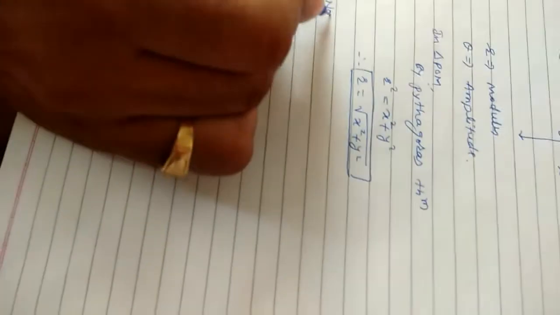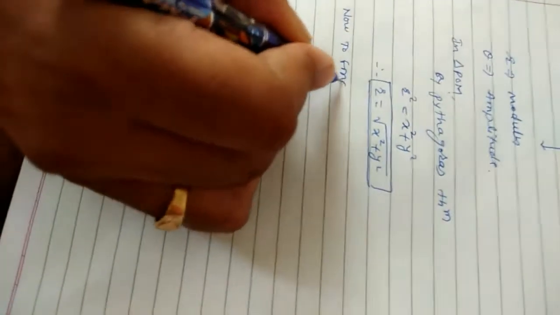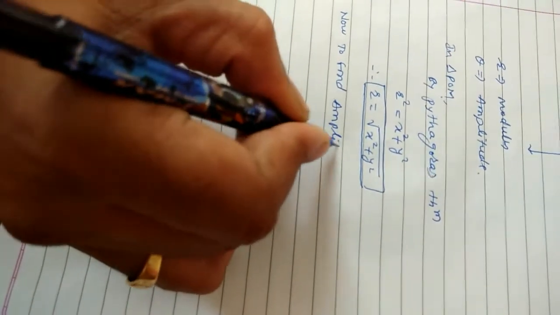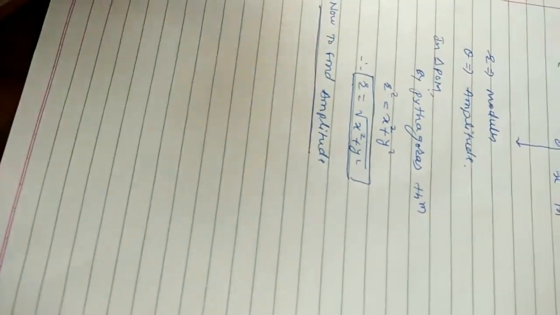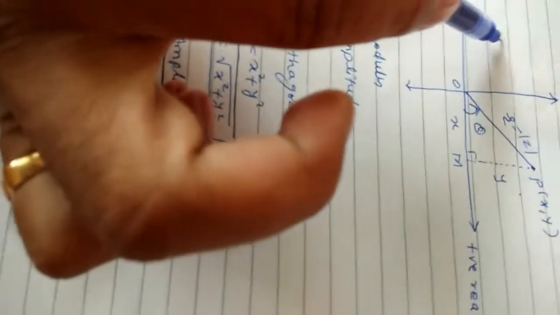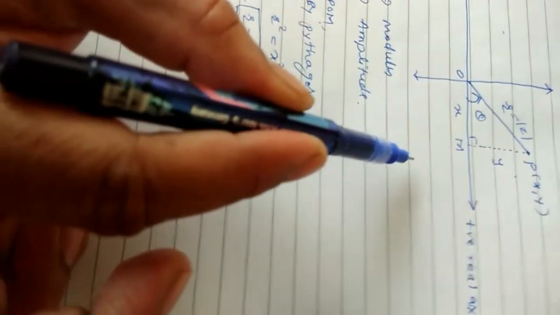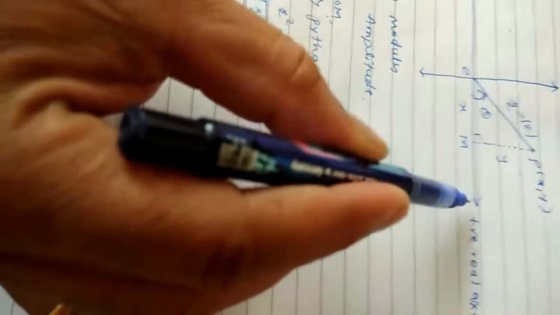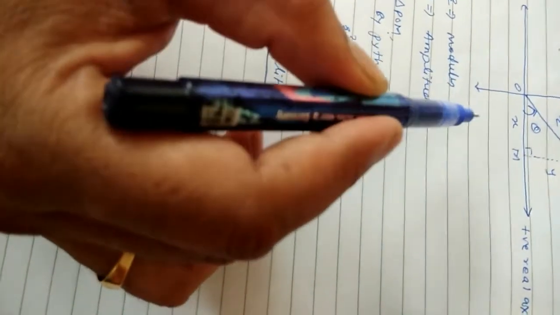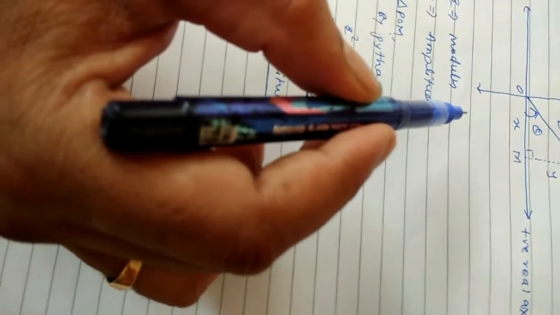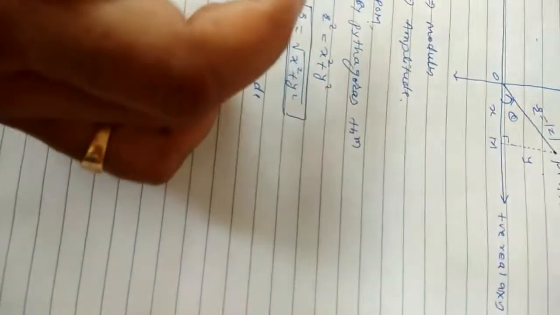And now, to find the amplitude, it depends on the position of the complex number. The complex number may lie in the first quadrant, second quadrant, third quadrant, fourth quadrant, or on the positive x-axis, positive y-axis, negative x-axis, negative y-axis. This x-axis and y-axis are known as the real and imaginary axis for the complex plane, known as the Argand plane.